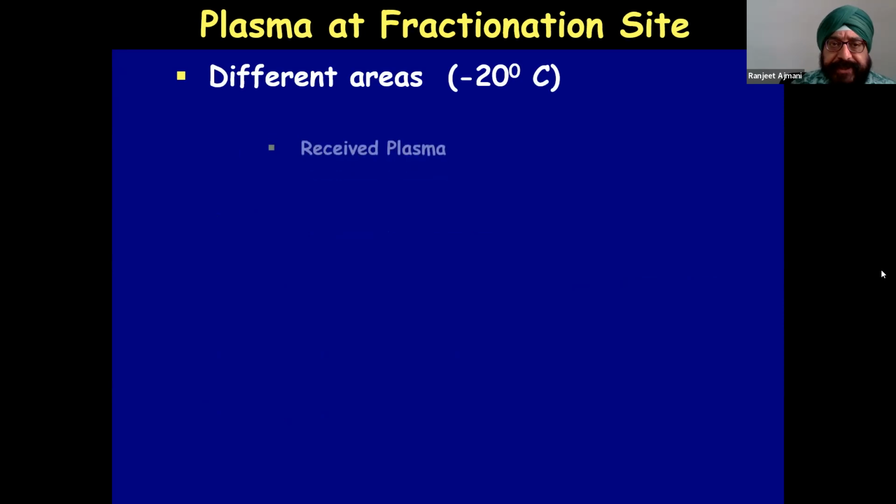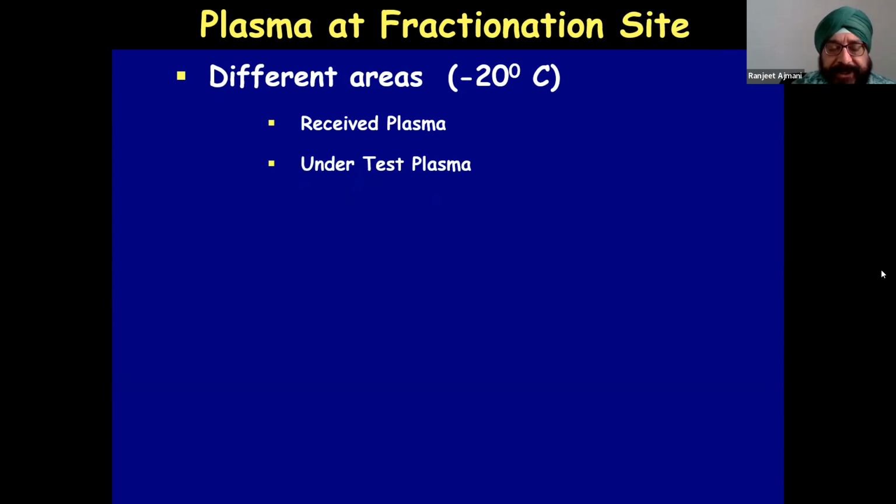Now, at the plasma fractionation site, there are different areas to store the plasma. All right. But most of it is maintained either at -20 or less than -20. So -20 is the upper limit, if I have to talk about it. So there's one area which is called received plasma. Plasma comes from the blood or plasma center and it stays in the received area. Then this received plasma undergoes documentation verification. It undergoes certain more changes from the corrugated boxes into plastic cages. And this plasma is labeled as under test plasma.